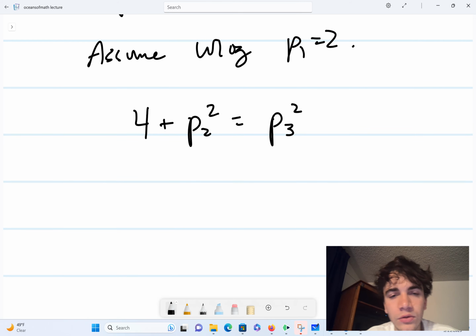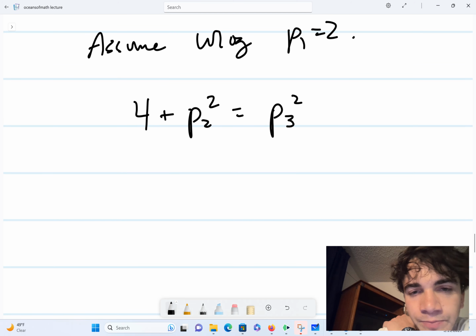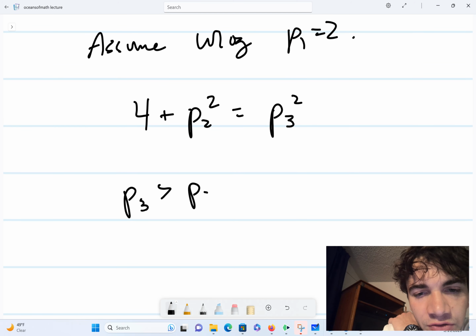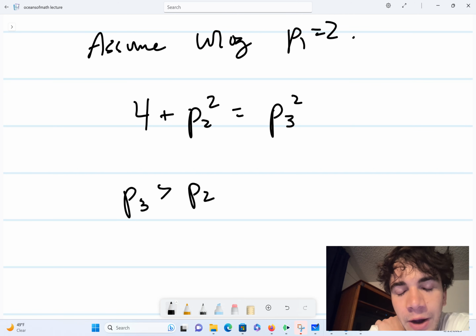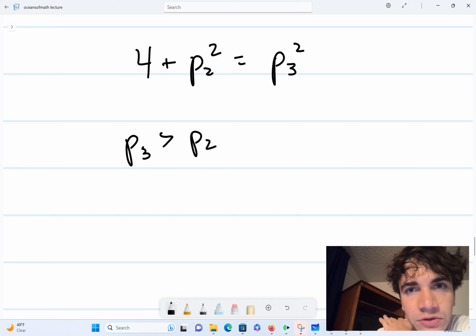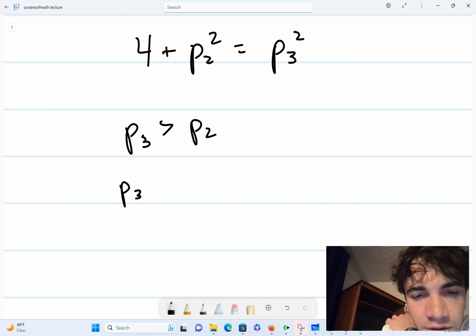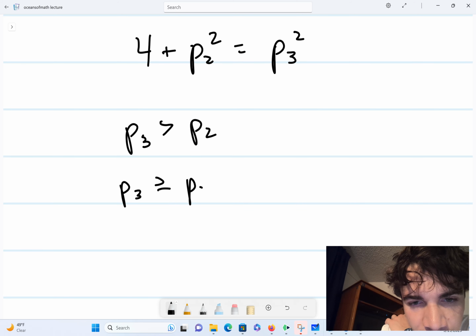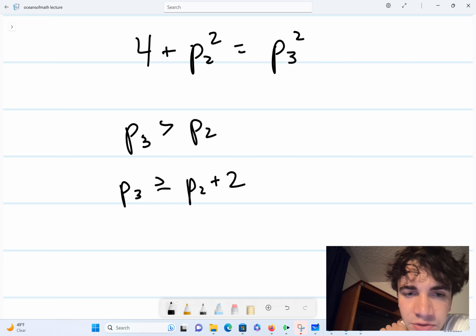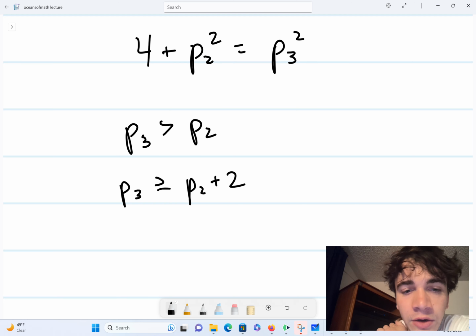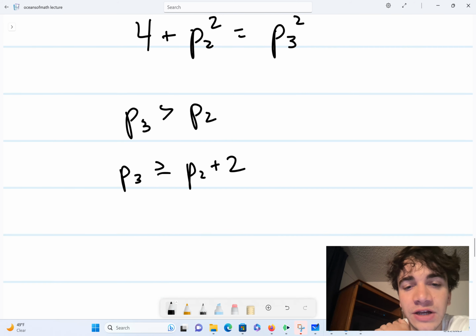We know that, in fact, P3 is going to be greater than P2. And greater by how much? It has to be at least 2 larger. So P3 must be greater than or equal to P2 plus 2. Why is this the case? If it's equal to P2 plus 1, then it's even, because P2 is odd. Because P2 must be an odd number, we can't just add 1 to get P3, because then we get an even number. So we have to be adding at least 2 to get to P3.